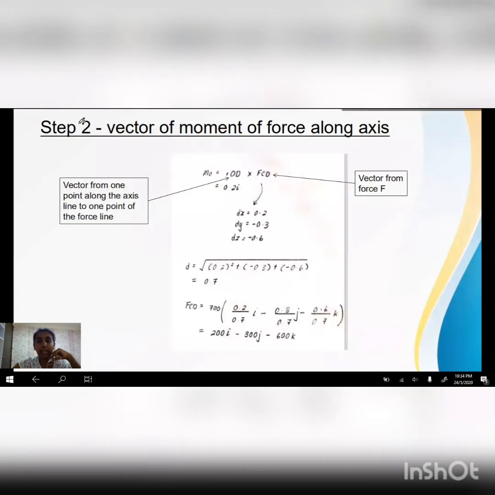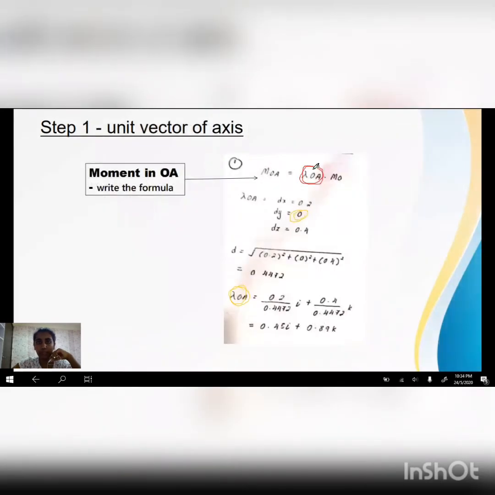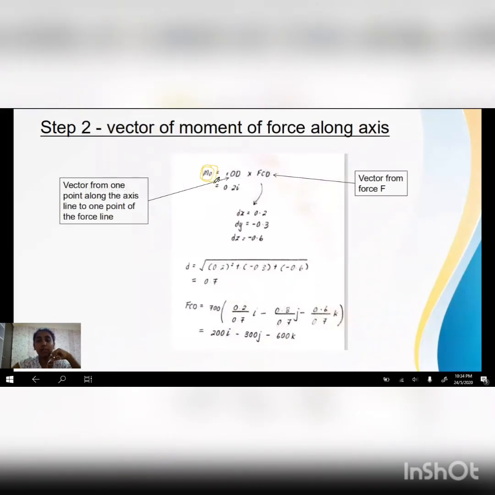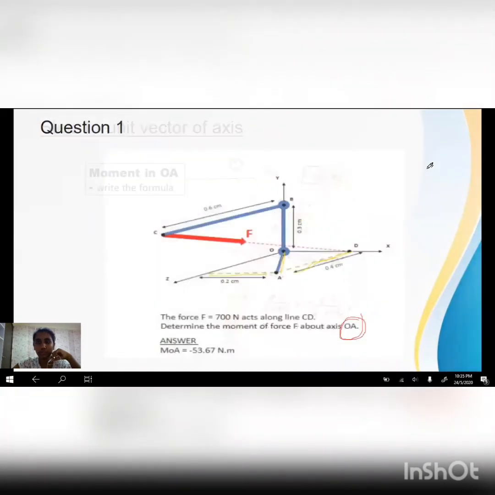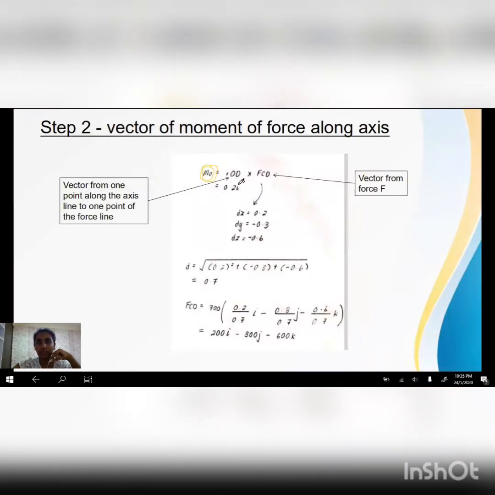The next step is the vector of moment of force, which is MO. Just now was lambda OA, now we are going to MO. We can separate MO into two parts, which is ROA times FCD. ROD is the vector from one point along the axis line to one point on the force line. FCD is the vector from force F. Let's look at ROD first. ROD is 0.2 and lies on the x-axis, so ROD is 0.2 i.